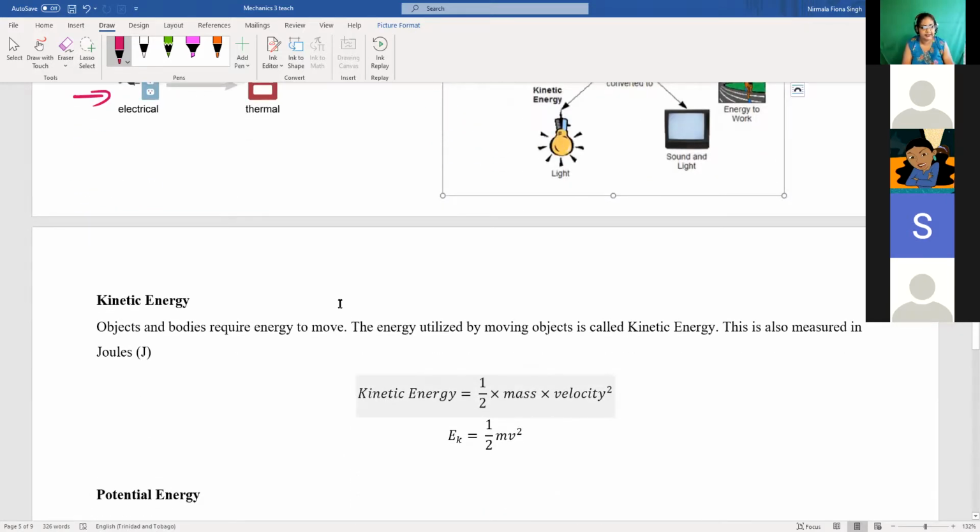So let's look at the two different types of energy that we need to know how to calculate at this level of physics. There are far more types of energy that we calculate, but in mechanics, we only look at two at CSEC level. So we're going to look at kinetic energy and we're going to look at potential energy. So reading, objects and bodies require energy to move. This is like, well, yeah, if you don't have energy, you can't move. We know that.